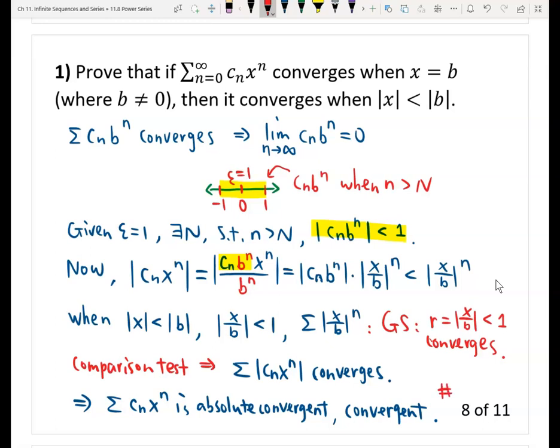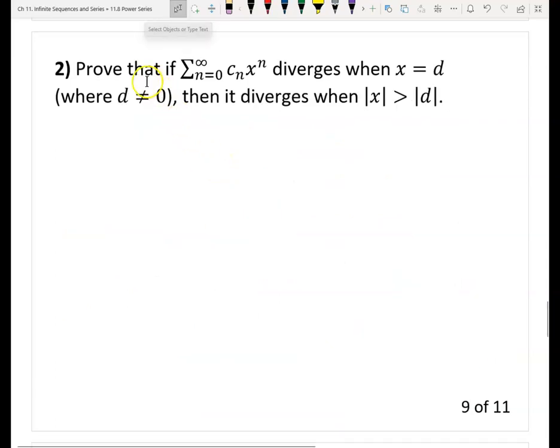That's the first step. Now let's go to the second step. Here is the second step: if this series diverges at D, we have to prove it diverges when x is greater than D, which means outside of D, right? And this time is much easier than the first. We are going to use the results from the first step. See here, and we use proof by contradiction. Very easily we get the result is true.